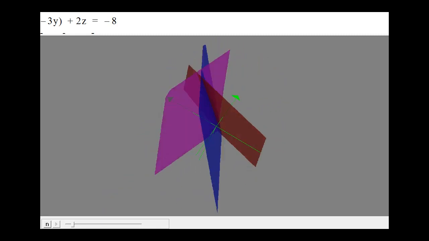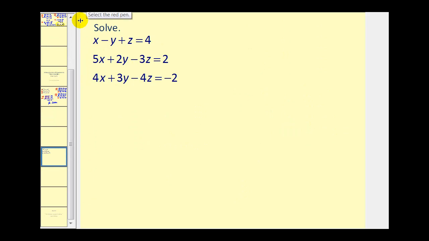Let's go ahead and take a look at one more example. Again, we'll start by labeling these equations. Just for a change, let's go ahead and eliminate the y terms this time. So if we look at equation A and equation B, notice the y terms are already opposite signs. We want this to be minus 2y, so we'll multiply equation A by 2 and then add it to equation B.